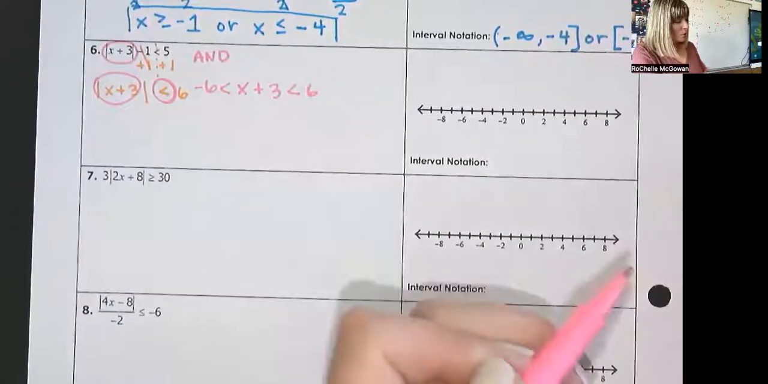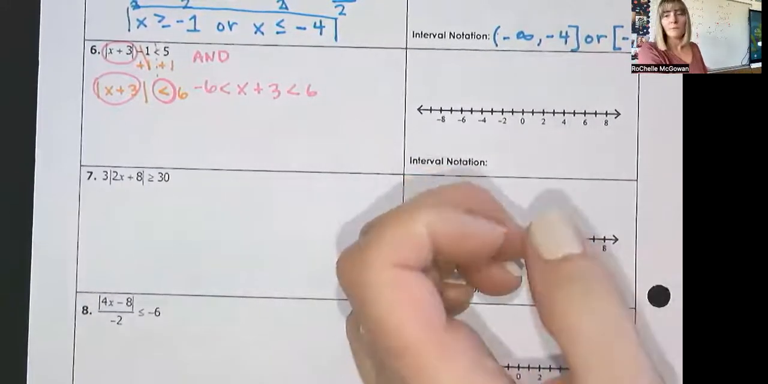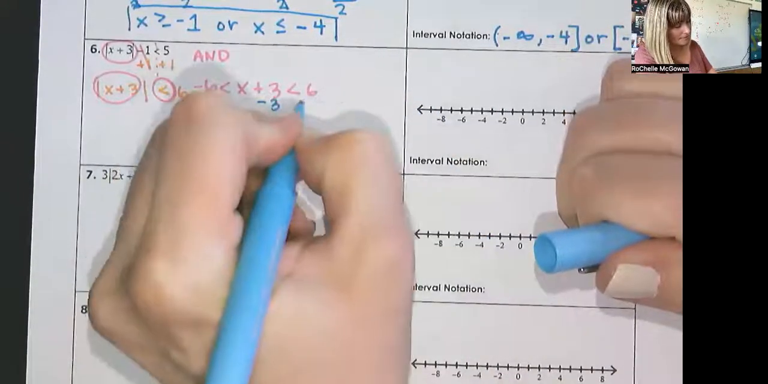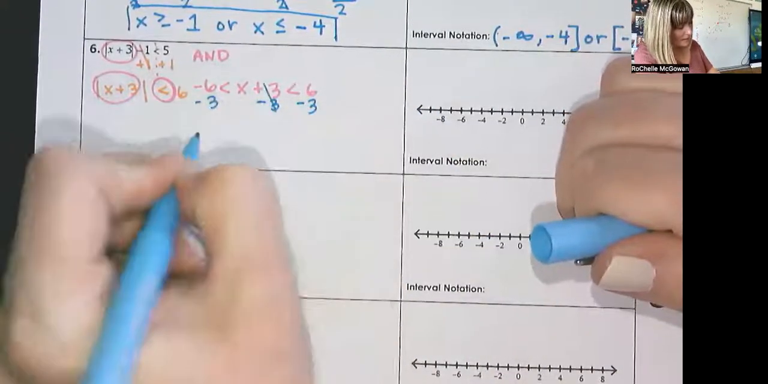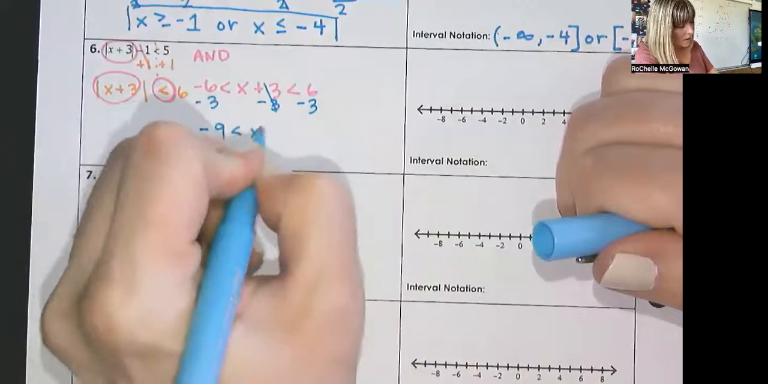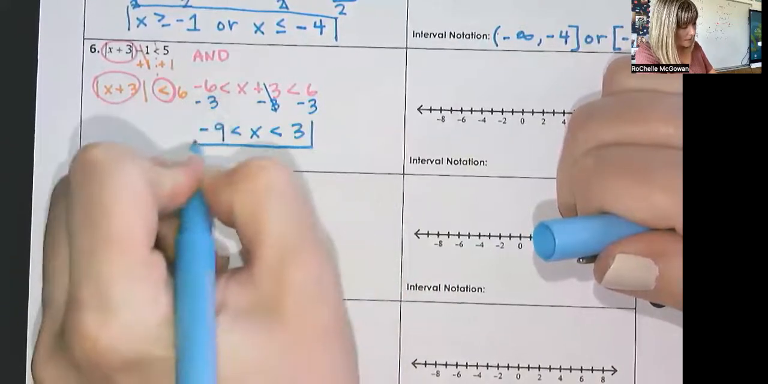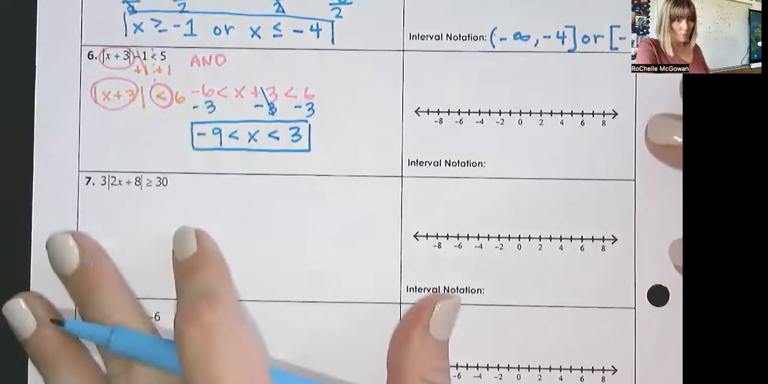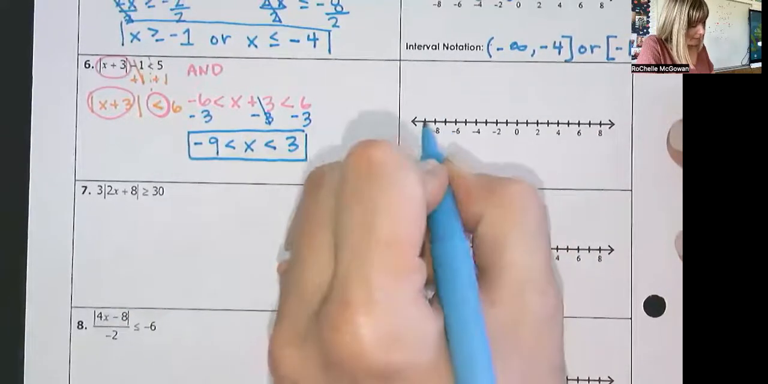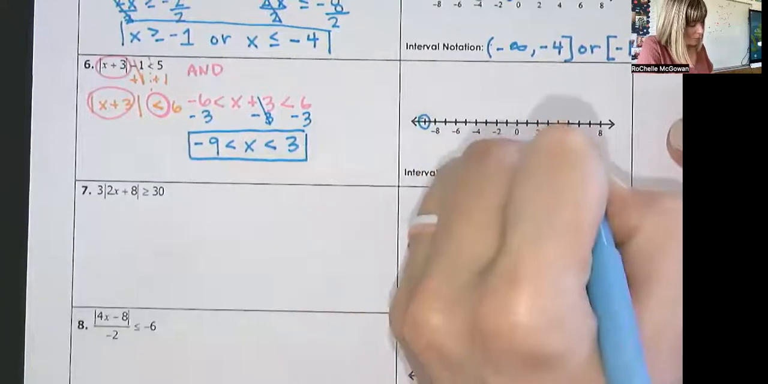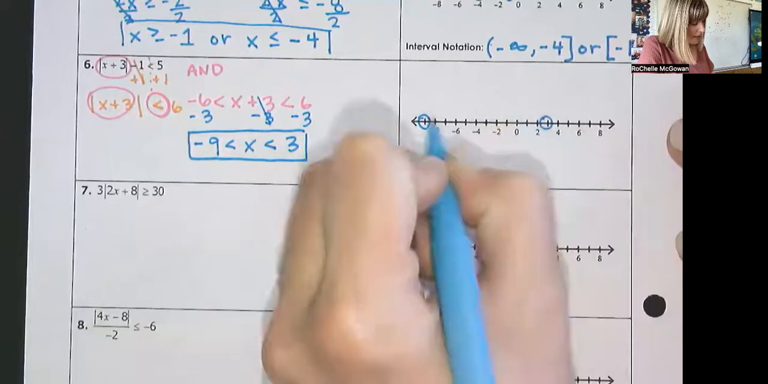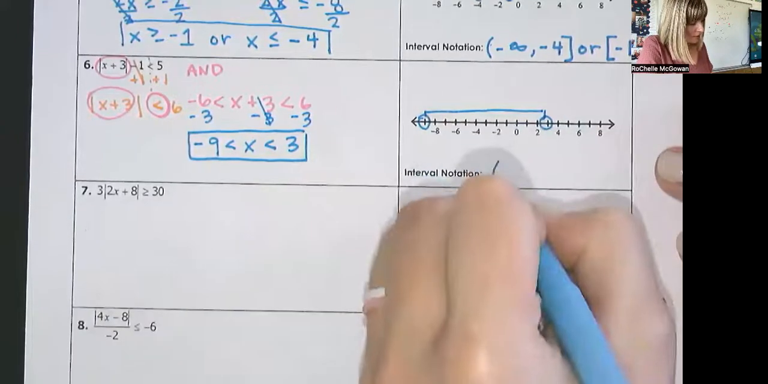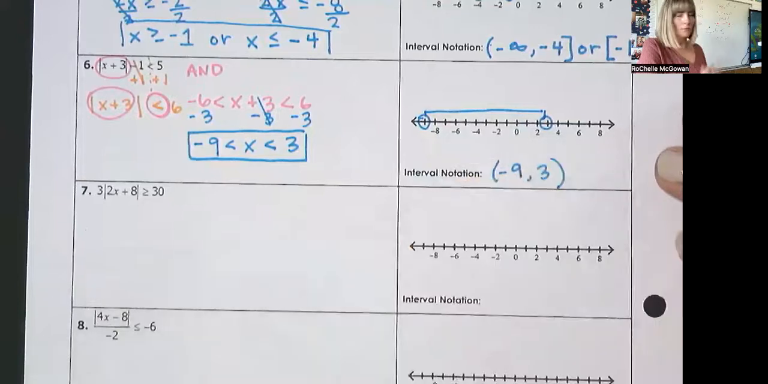And this is going to be so much nicer for me to solve because now I don't have to split it apart in 2. I can just go -3 everywhere and take care of it all at once. And it's already back together in an "and" statement, which makes it a lot more clear for me on how to graph. Open circle at -9, open circle at 3, "and" statement, connect them, interval notation, done.